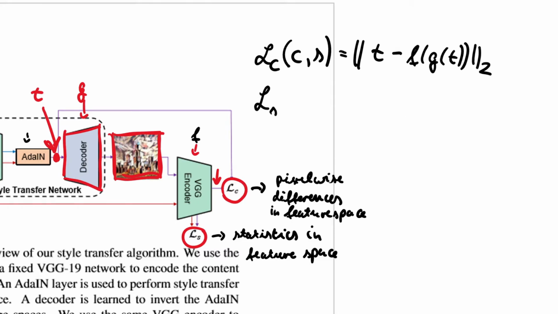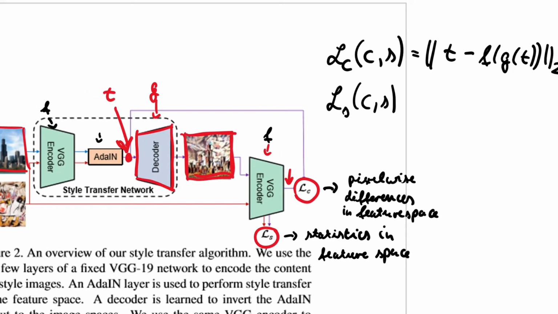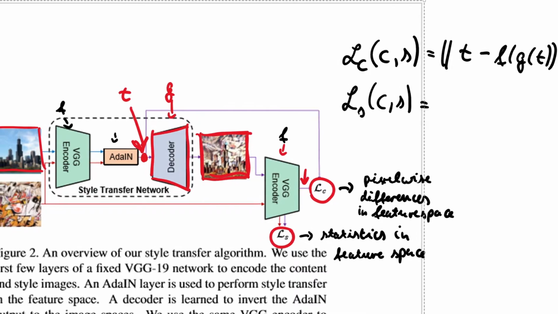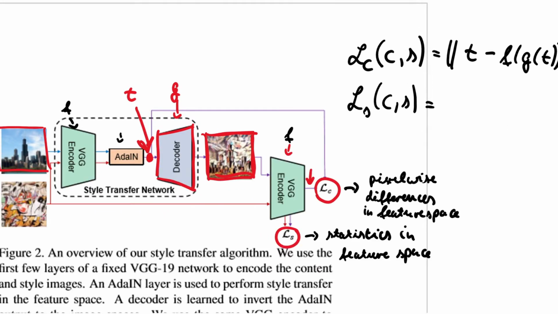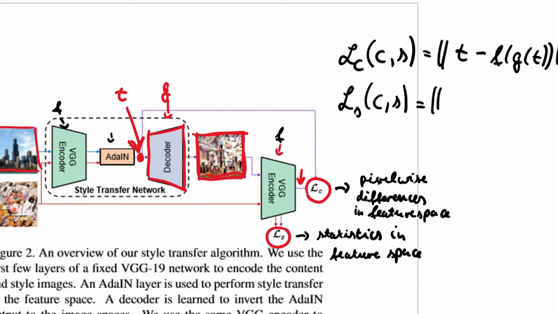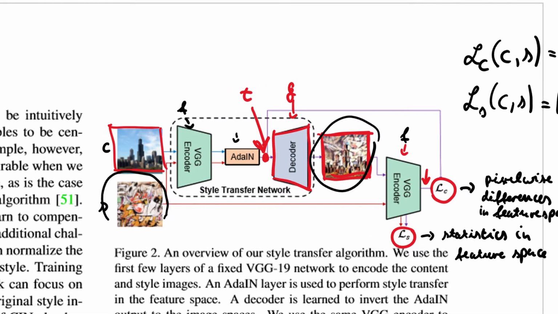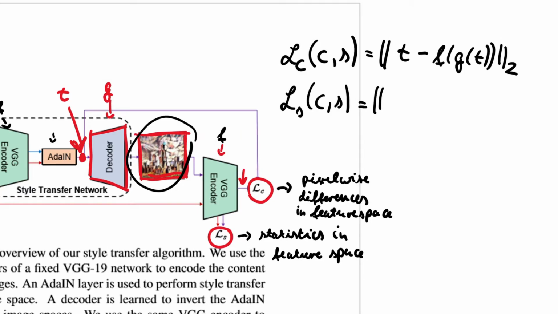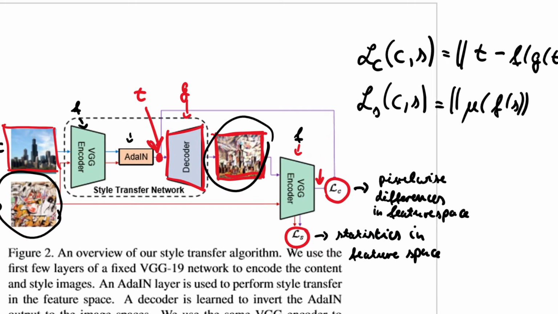And then the style loss. What we do here is, as I said, we want to match just the statistics of the layers now. But that's still very similar. So we want to compare the statistics that we get from our output image with the statistics of the encoded style image. So what we do is we compare, well, let's put it this way, mu of f of s. This is what we get from the style image if we encode it down here.